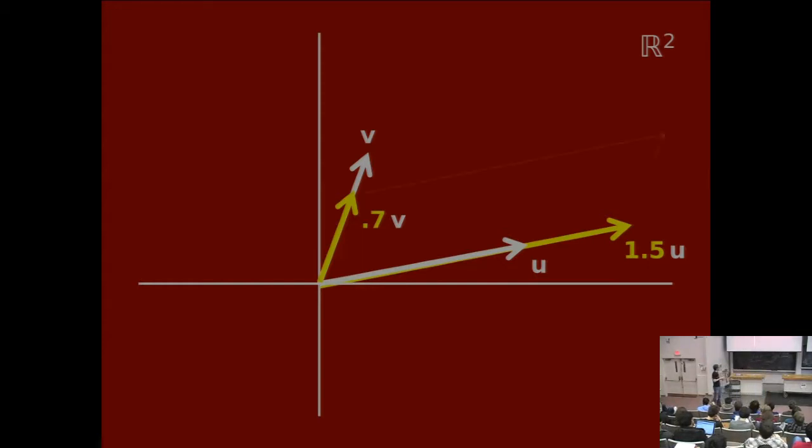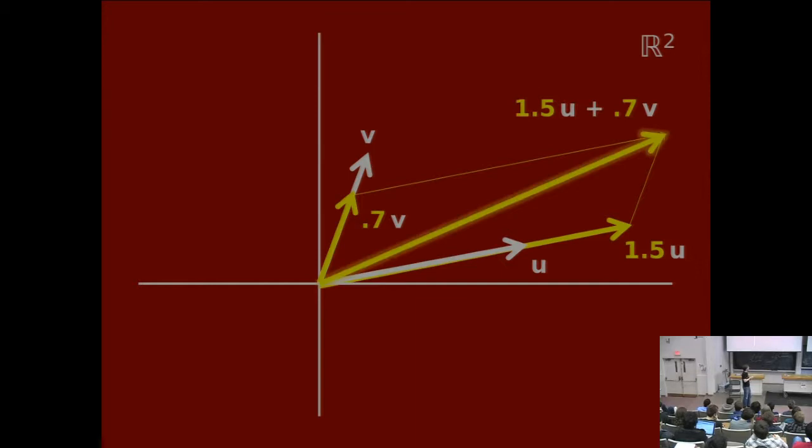And now I'm going to add these two up. Like the head-to-tail rule for adding vectors, right? The sum of these two yellow guys is this diagonal of the parallelogram. Okay, so this is a full-on example of a linear combination. This vector here is 1.5 times u plus 0.7 times v.